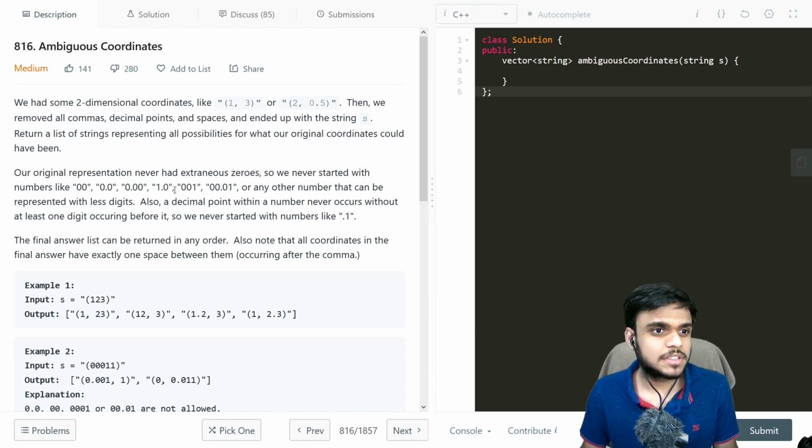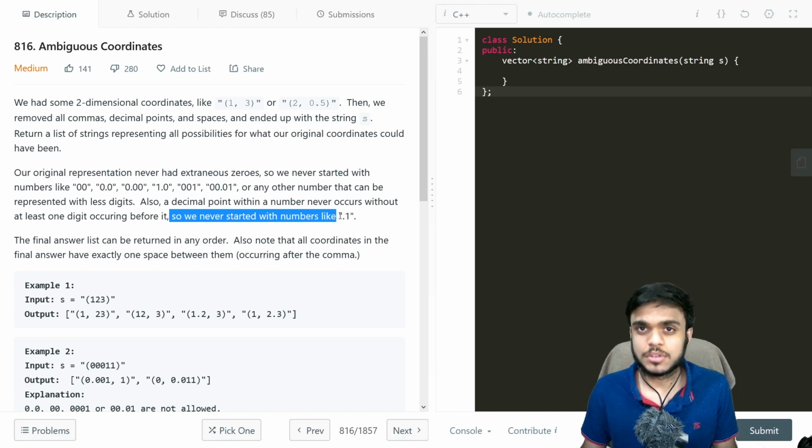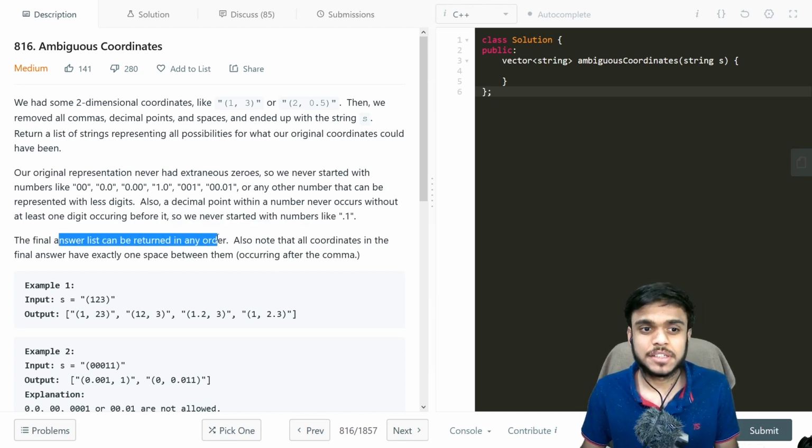They have also given that the original representation did not have any extraneous zeros. So they never represented any number like 00, 0.0, 0.00, or any other number that can be represented with fewer digits. Also, a decimal point within a number never occurs without at least one digit occurring before it. So we never started with numbers like directly .1. The final answer list can be written in any order.